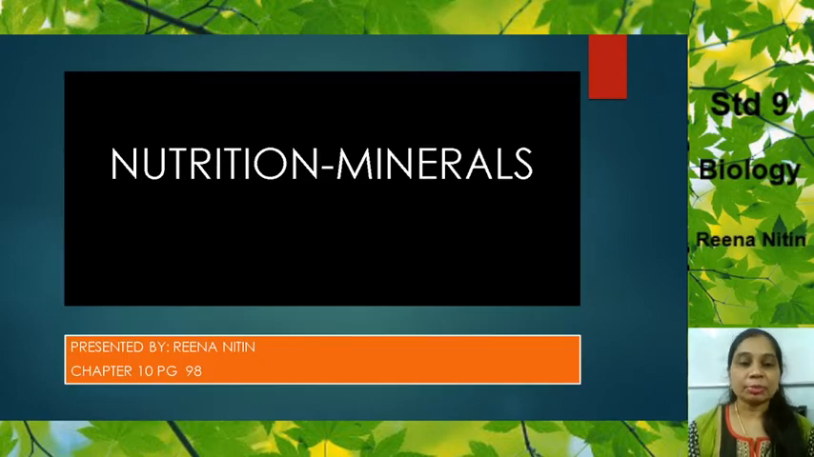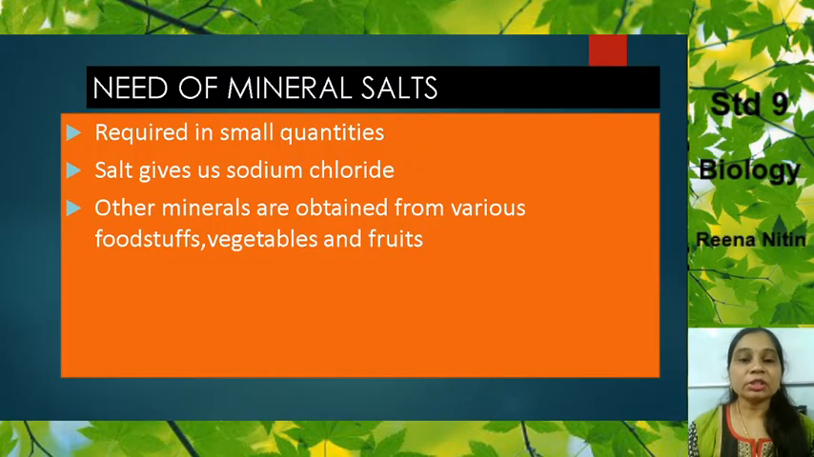So this is chapter 10, page 98. We are going to study the subtitle of minerals. Now, what is the need of minerals in our body? They are required in very small quantities, unlike fats and carbohydrates, which are required in much larger quantity. For example, salt gives us two essential minerals, sodium as well as chloride.